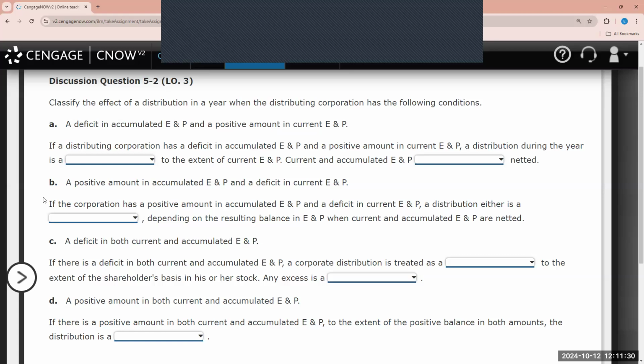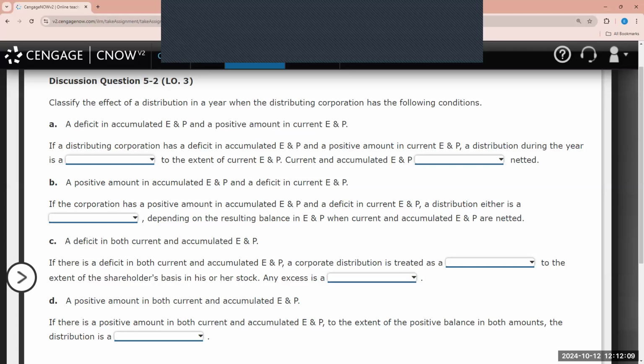So it ultimately depends. Do both current E&P and accumulated E&P have a positive balance at the date of distribution? Do they both have a deficit? Or is it that current E&P and accumulated E&P, one has a positive and the other has a deficit? Those factors ultimately have an impact again on how much of the distribution would be treated as a dividend, how much would be treated as a return on capital versus how much would be treated as a taxable gain, if any.